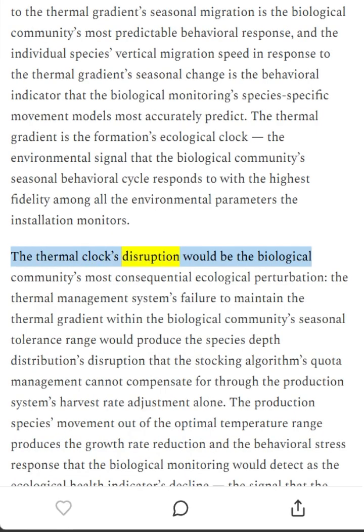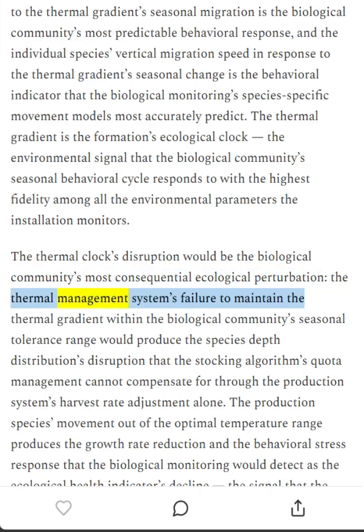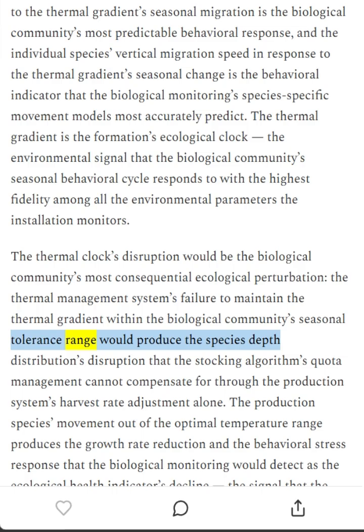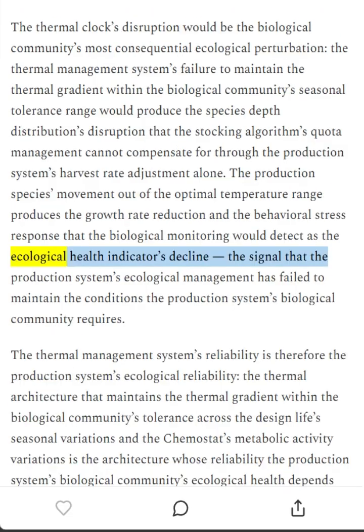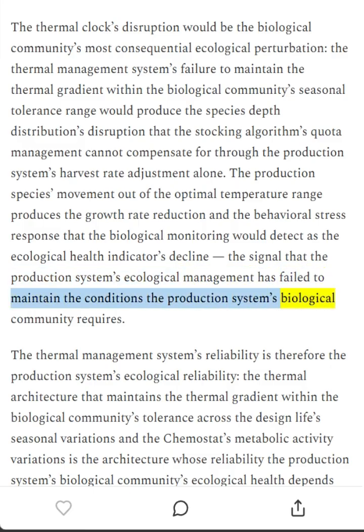The thermal clock's disruption would be the biological community's most consequential ecological perturbation. The thermal management system's failure to maintain the thermal gradient within the biological community's seasonal tolerance range would produce the species depth distribution's disruption that the stocking algorithm's quota management cannot compensate for through the production system's harvest rate adjustment alone. The production species movement out of the optimal temperature range produces the growth rate reduction and the behavioral stress response that the biological monitoring would detect as the ecological health indicators decline, the signal that the production system's ecological management has failed to maintain the conditions the production system's biological community requires.